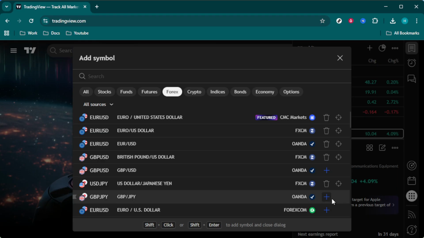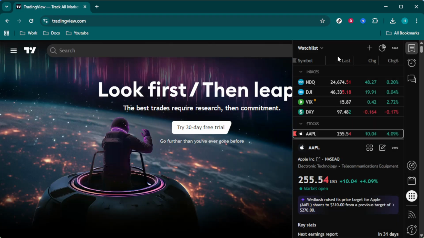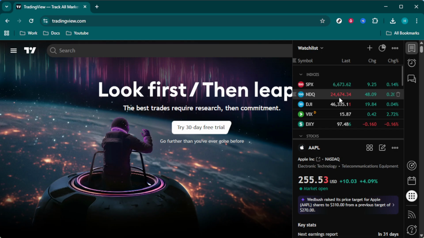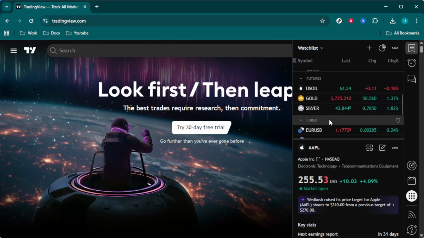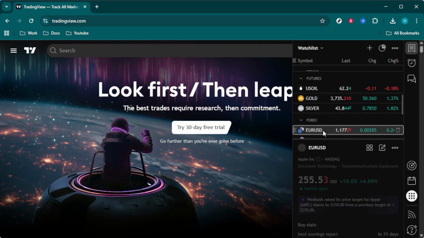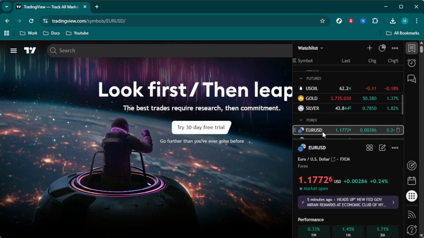Moreover, you can enhance your analysis by adding indicators. TradingView supports a multitude of indicators, allowing you to apply technical analysis concepts effectively. Understanding how to use these can make a significant difference in your trading outcomes.